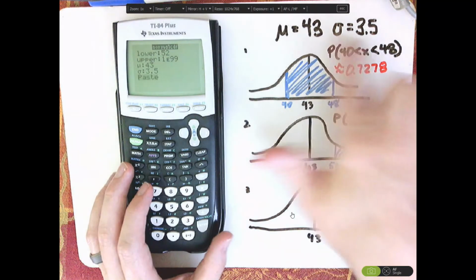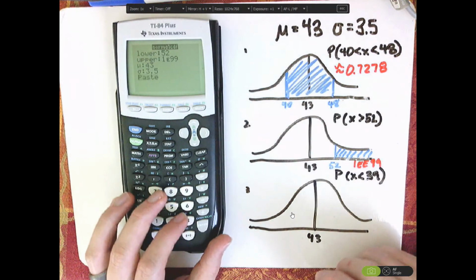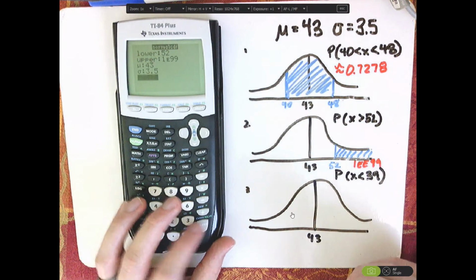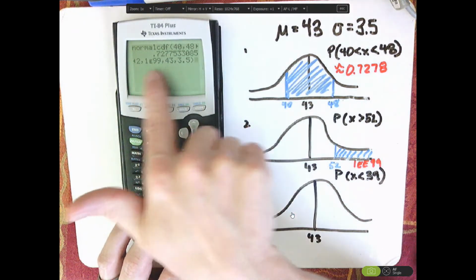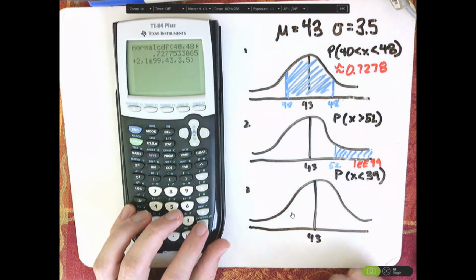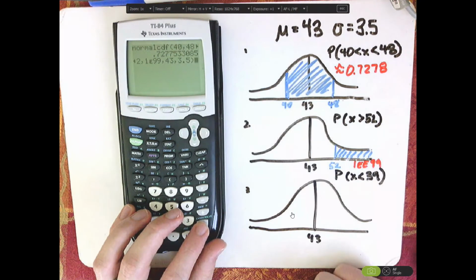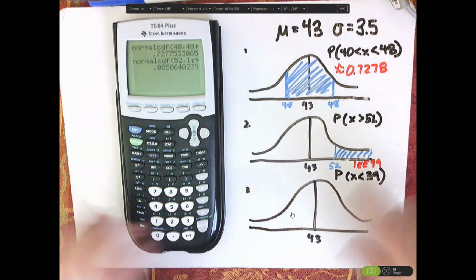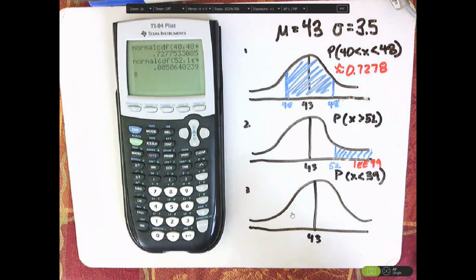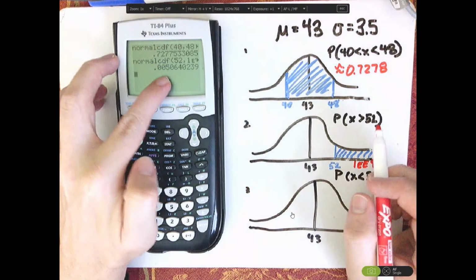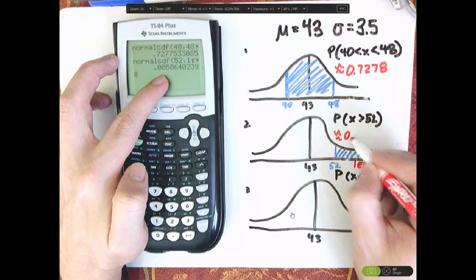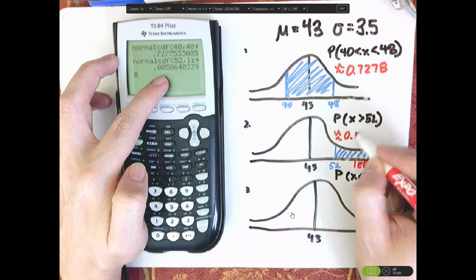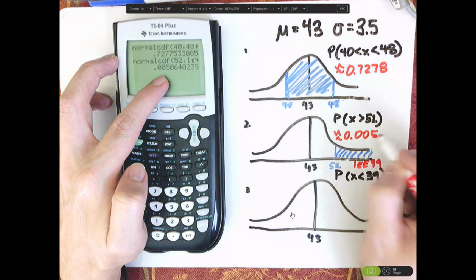The mean and the standard deviation are the same. So paste. If you had a TI-84, you would separate these with the comma button and type it in the same order. And that gives us, using 4 decimal places again, approximately 0.0051.